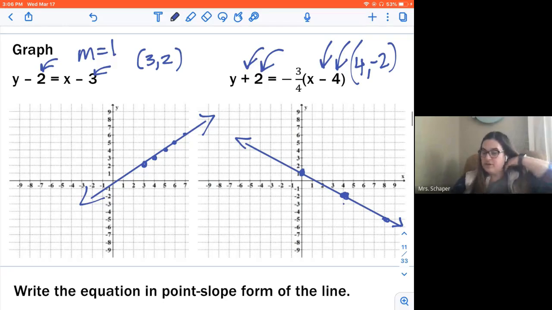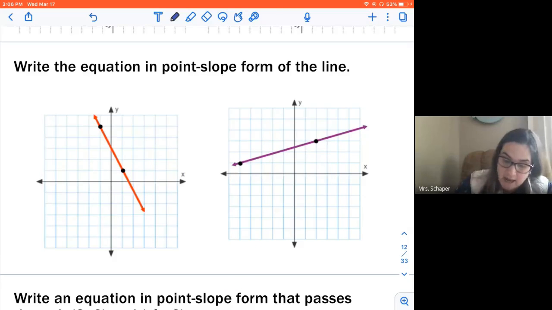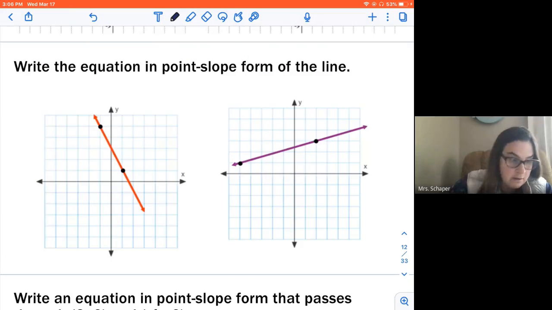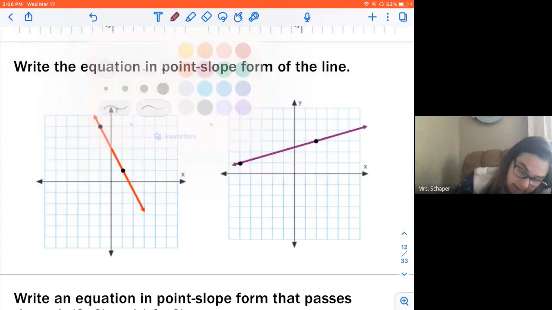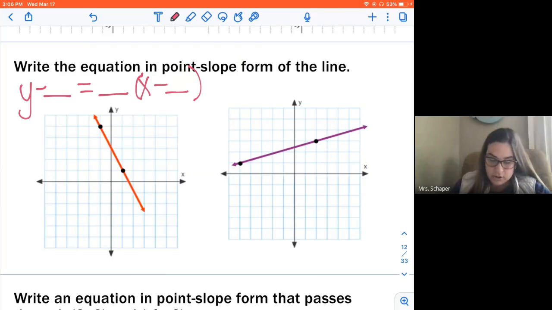We're going to write the equation of this line in point slope form. So again, like we talked earlier, you want to make sure you set up your equation. All right, so we're going to set it up like this. Y minus blank equals m times the quantity x minus blank. All right, so now I need to find my slope and I find a point.